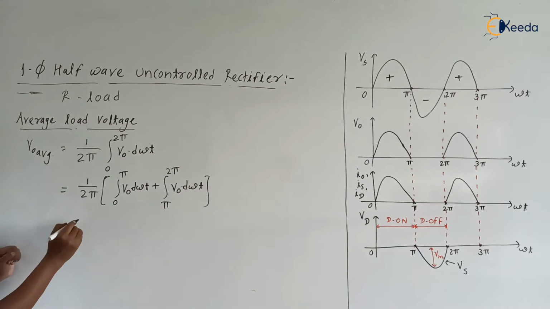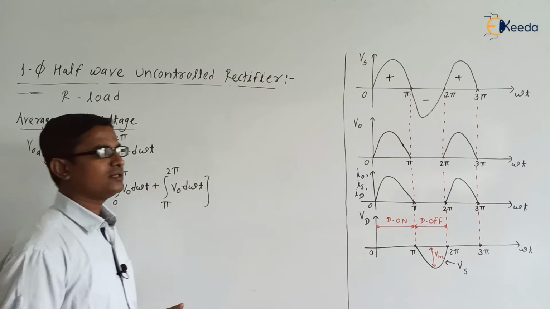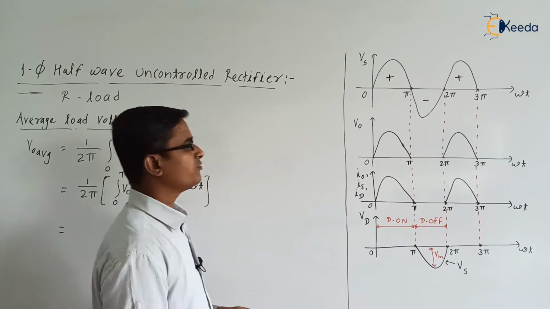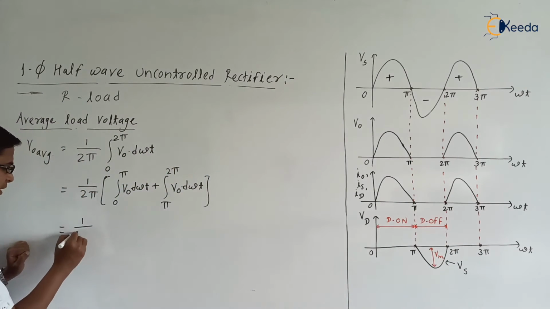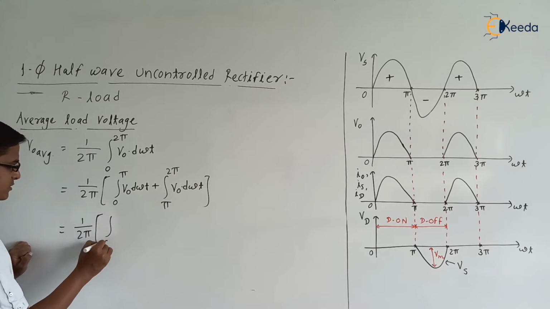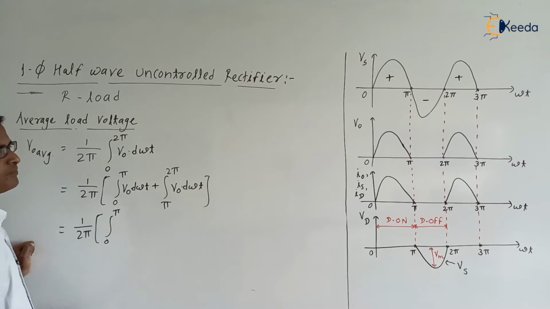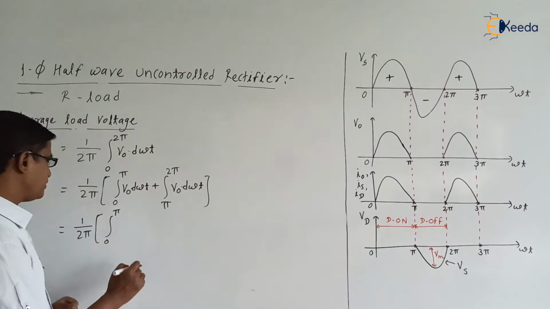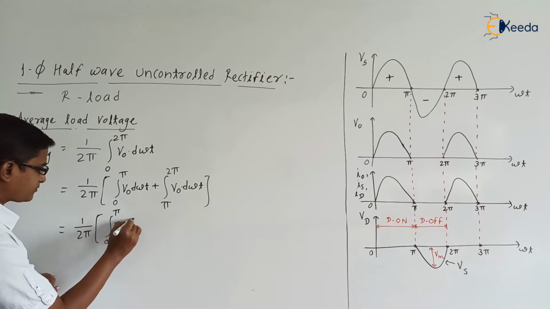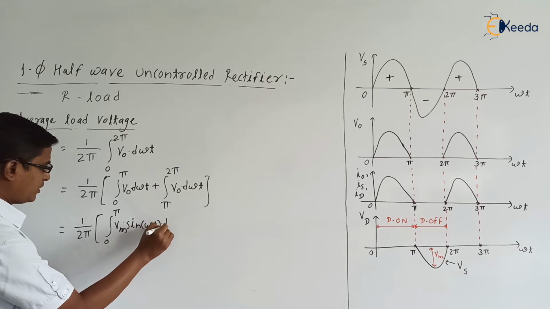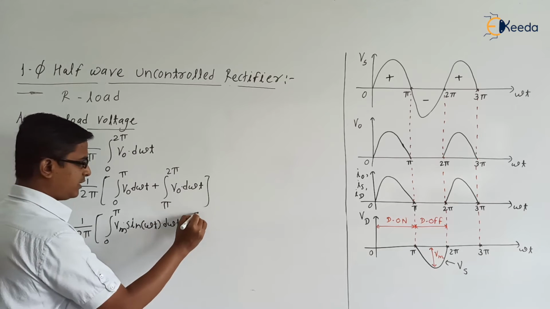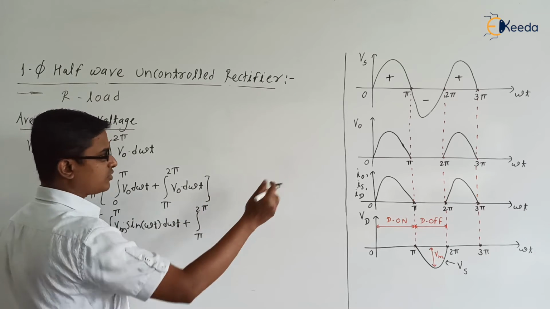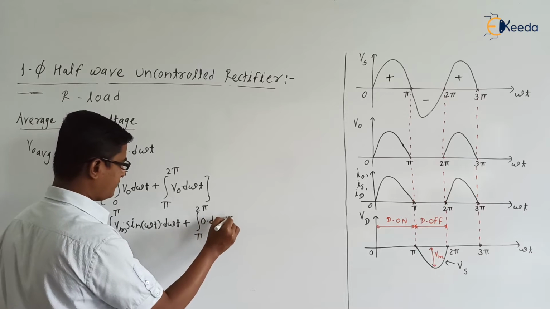Why have I divided the 0 to 2 pi interval into 0 to pi and pi to 2 pi? Because the V0 values are different for 0 to pi and pi to 2 pi. So here it is 1 by 2 pi. What is V0 over 0 to pi? If you check, V0 over 0 to pi is the same as the supply voltage. So we can write V0 equal to Vm sine omega t, integrated over 0 to pi into d omega t, plus integration from pi to 2 pi. What is V0 from pi to 2 pi? From pi to 2 pi, V0 is 0. So it is 0 into d omega t. Are you getting the point?